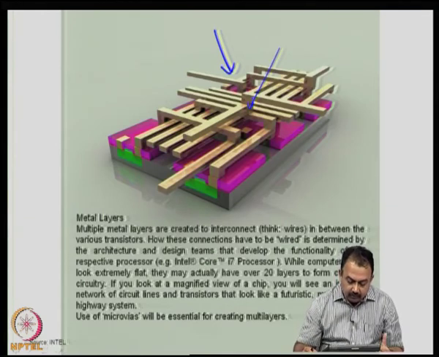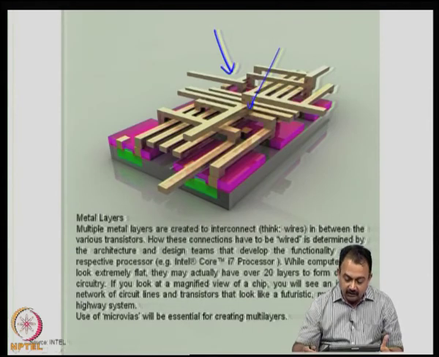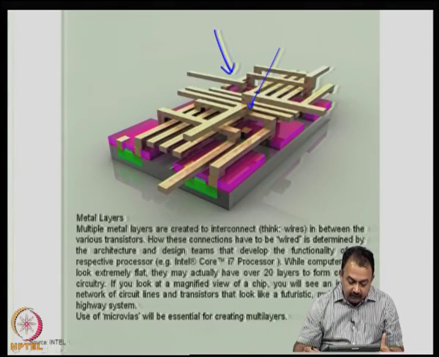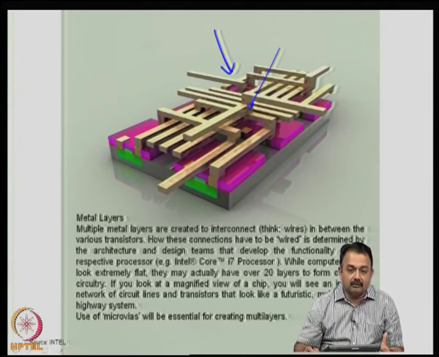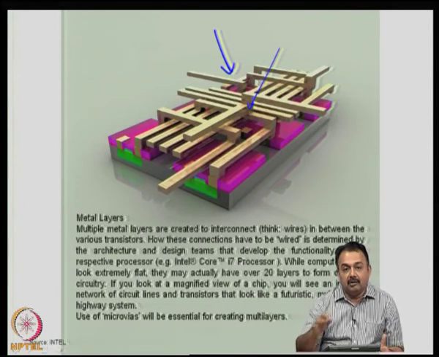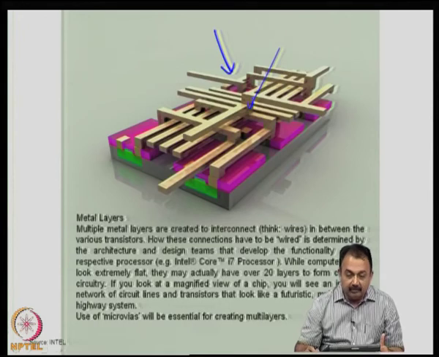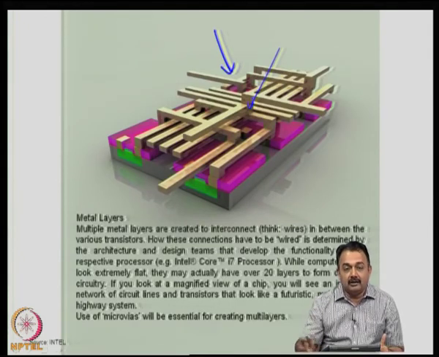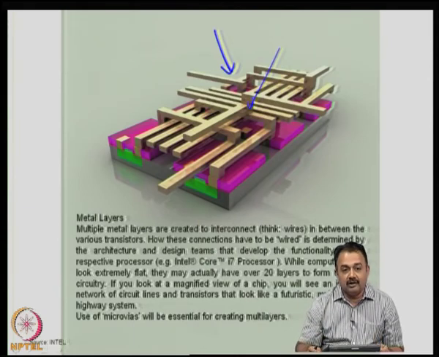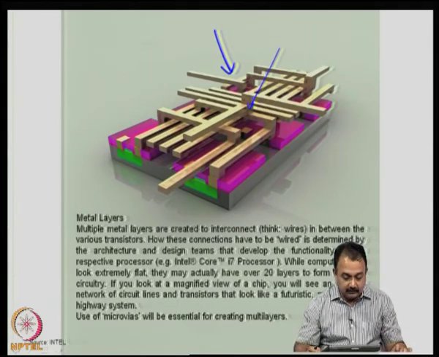Now, there may be 8, 10, 20 layers of interconnect layers in very complex systems, and if you look at a magnified view of a chip, you will see an intricate network of circuit lines and transistors that look like a multi-layer building. Like a Manhattan skyline or a Manhattan building, you can see the various interconnect structures, tall and with very fine thicknesses. So, the use of micro via structures or vias is very essential to interconnect.